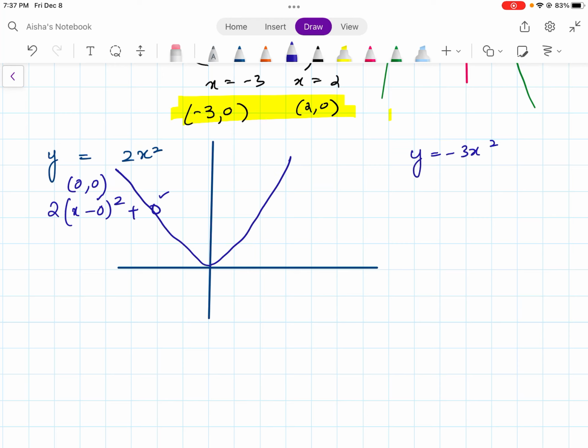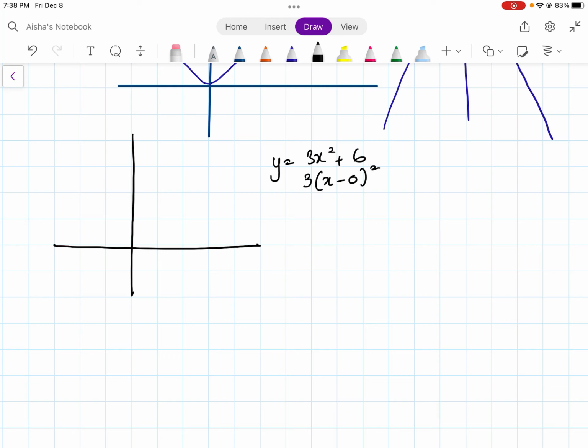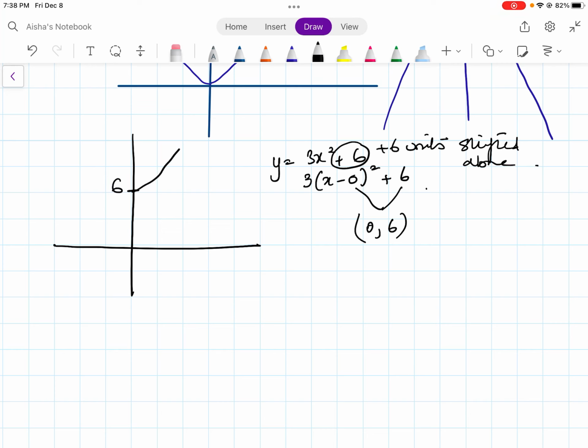Y is equals to minus 3x square will look like this. Okay, y is equals to 3x square plus 6. There is no x term. That means, अगर मैं इसको completing square में लिखूँ तो मैं ऐसे लिख सकती हूँ, 0, 6 is my turning point. Or otherwise I can say that it is plus 6 units shifted above. Meaning this is starting from 6.